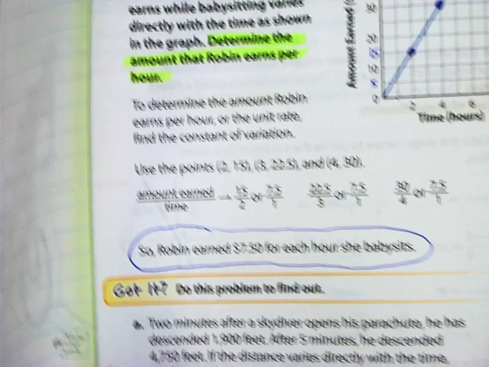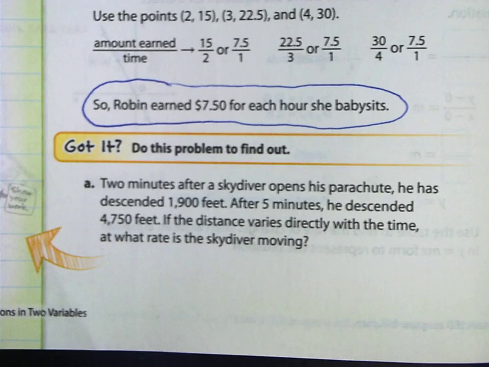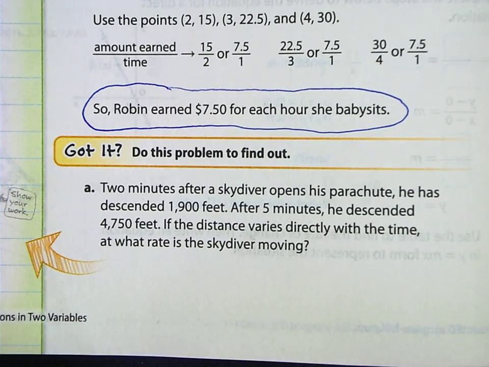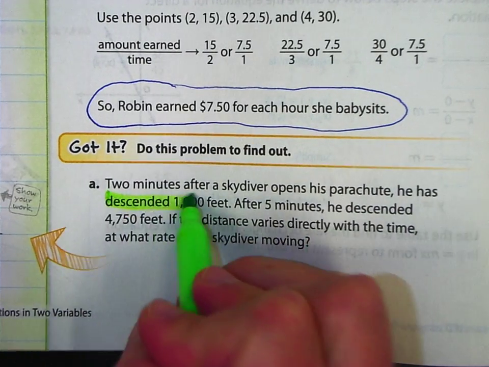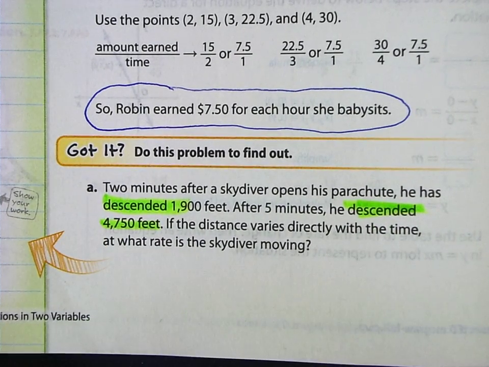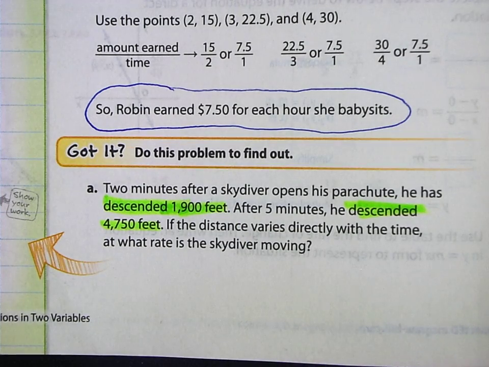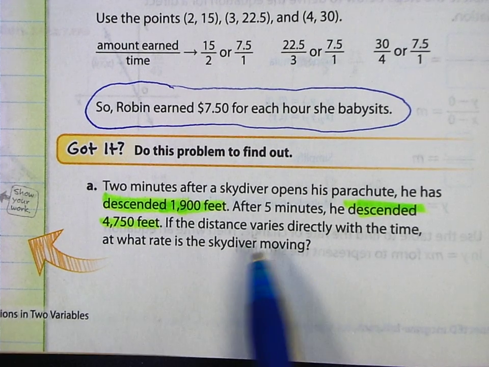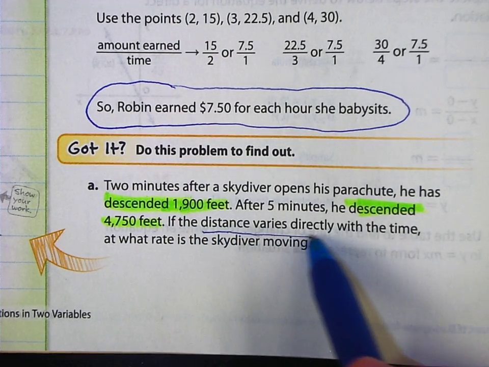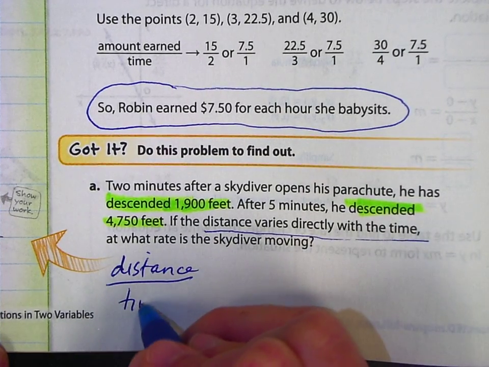Okay, let's take a look at the got it problem at the very bottom. So you're going to do this in your book with me. It says 2 minutes after a skydiver opens his parachute, he has descended 1,900 feet. So there's a key word there, descended 1,900 feet. After 5 minutes, he has descended 4,750 feet. If the distance varies directly with the time, at what rate is the skydiver moving? Because it's telling you that distance varies directly with time, we're going to put distance on top, time on the bottom.